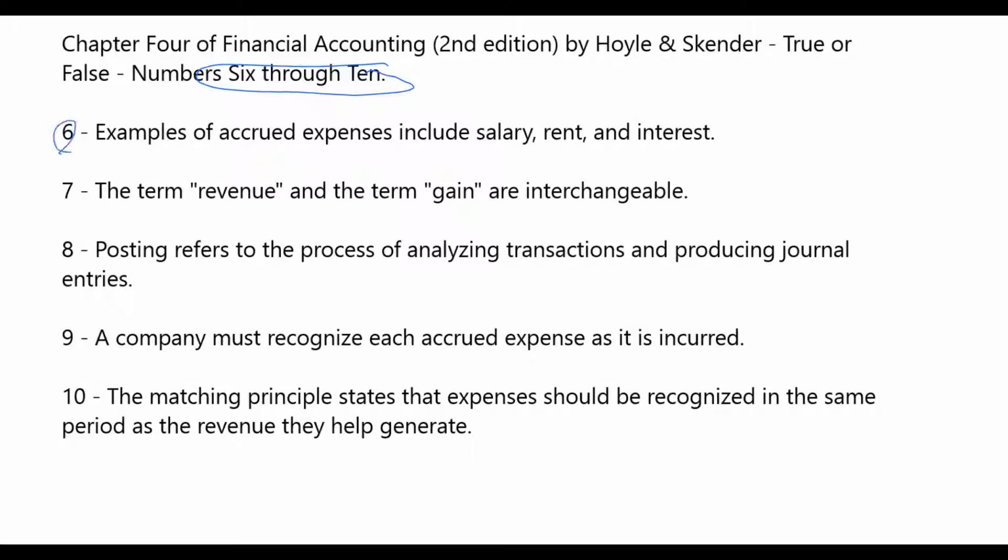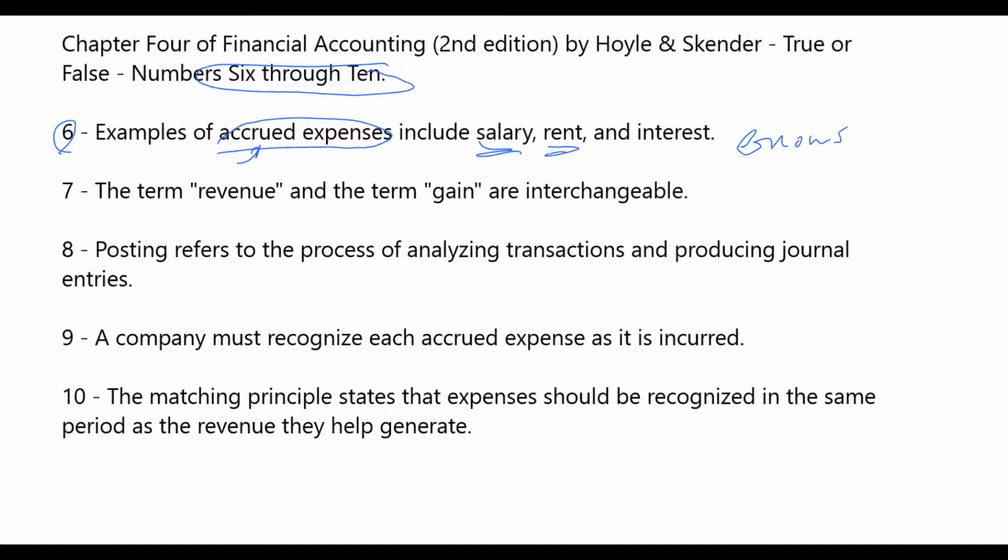Number 6, examples of accrued expenses. So let's stop and talk about accrued expenses. An accrued expense is anything that grows over time. So it gets bigger over time. Does salary increase over time? Yes, because the workers earn more money.